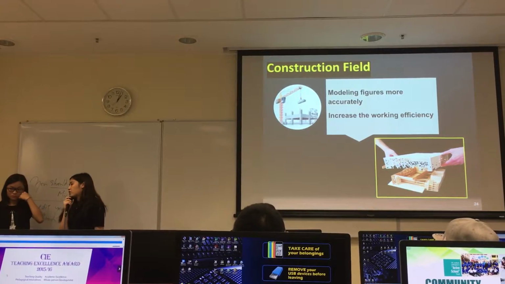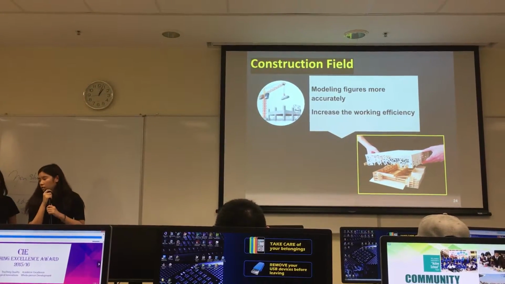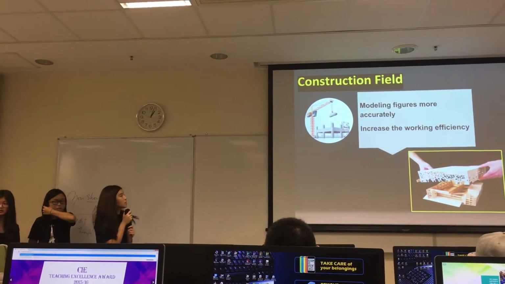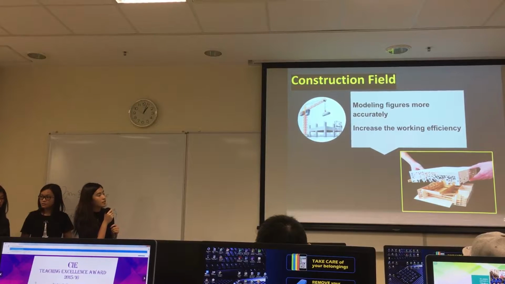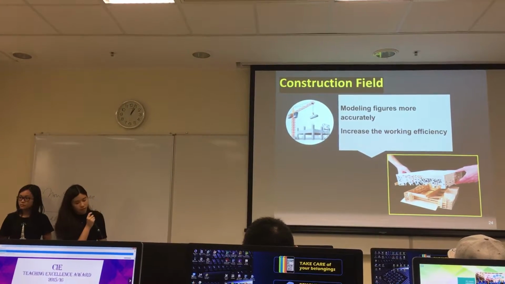And the last one is the construction field. Modern fixtures have more features and increase working efficiency. For example, 3D printing can now print a house in the construction field.